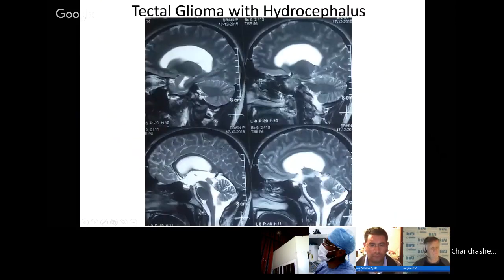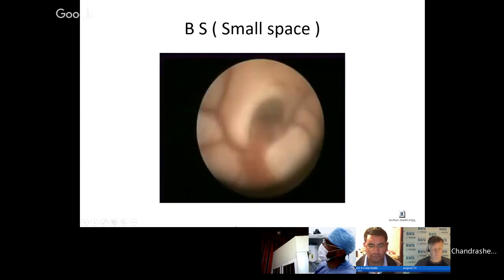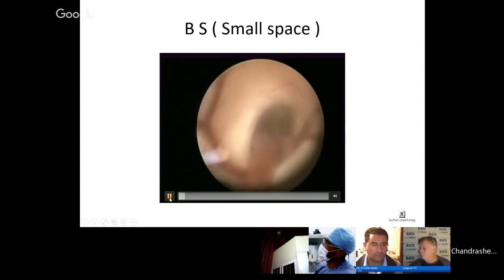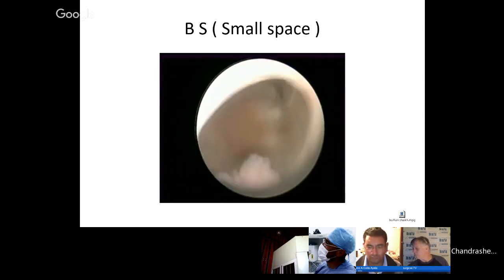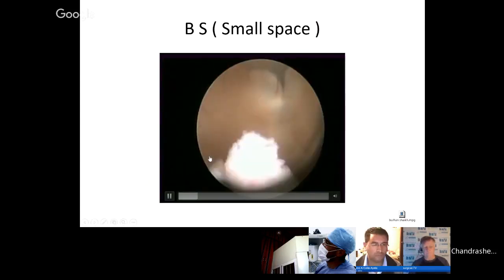Tectal glioma is probably one of the best indications. You get a very good anatomy. The third ventricle is nicely enlarged. You have a good prepontine space, and the only problem is that you may not always get a very good prepontine space. And as I have already said, you slide down along the clivus, but I'll show you a very small space and what we have done here.